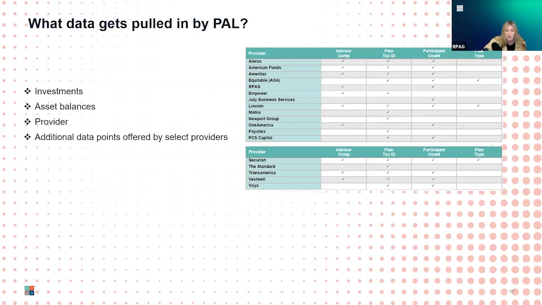And then we do offer additional data points for select providers. So on the right-hand side here, this chart is also available within our PAL provider overview. You'll see that we do have specific providers that contribute additional information. So advisor compensation, plan tax ID, participant count, and plan type, you can expect to see fed in by the providers within this list if they have a check mark associated.